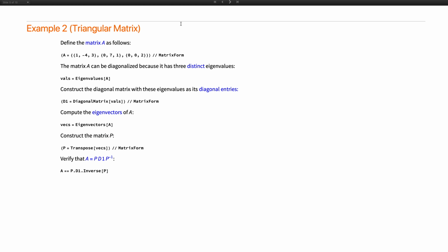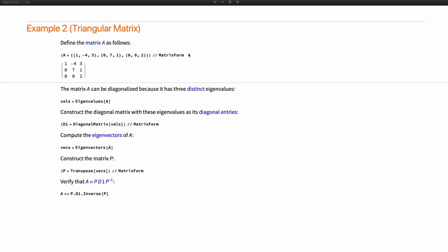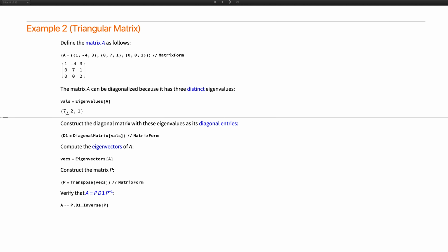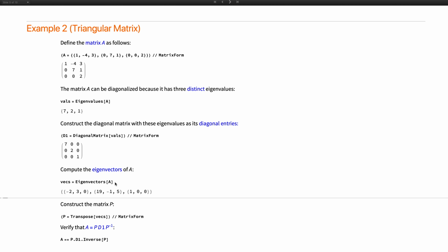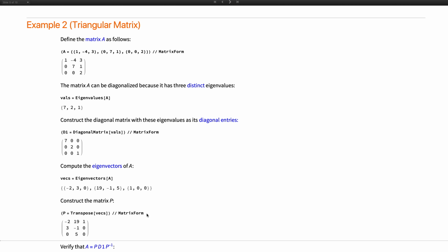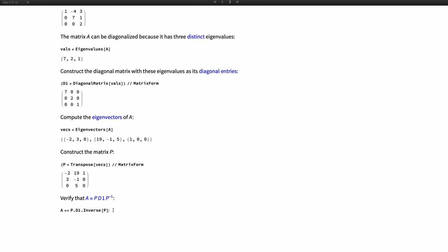As a second example, here is a triangular matrix. In fact, it's an upper triangular matrix. And we know in this case that the eigenvalues are going to be 1, 7, and 2. Let's check that. And you get 7 to 1 in decreasing order. So let's construct a diagonal matrix with those as diagonal entries. Let's compute the eigenvectors of A, construct the matrix P, the transpose, and check that you actually have the similarity relation. So A is similar to a diagonal matrix with entries 7, 2, and 1 on the diagonal.